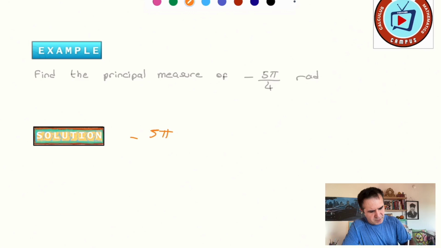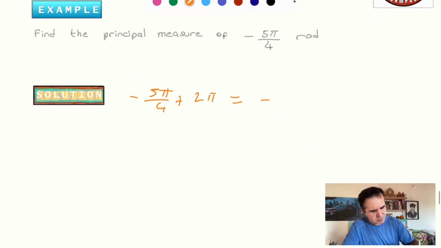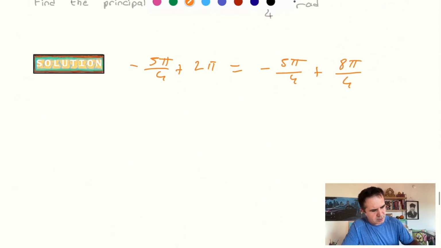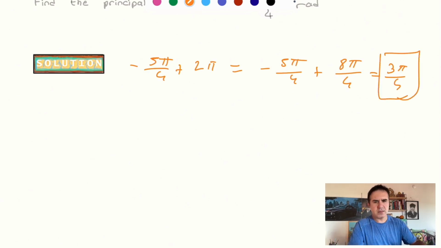Minus 5 pi over 4 plus 2 pi is equal to minus 5 pi over 4 plus 8 pi over 4. And this is 3 pi over 4. So, therefore, the principal measure of minus 5 pi over 4 is 3 pi over 4.